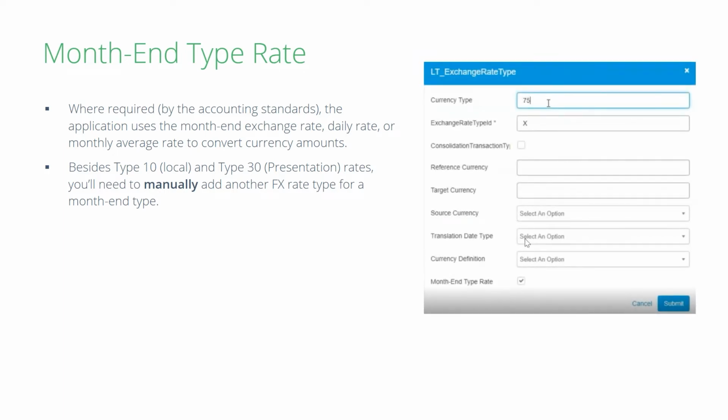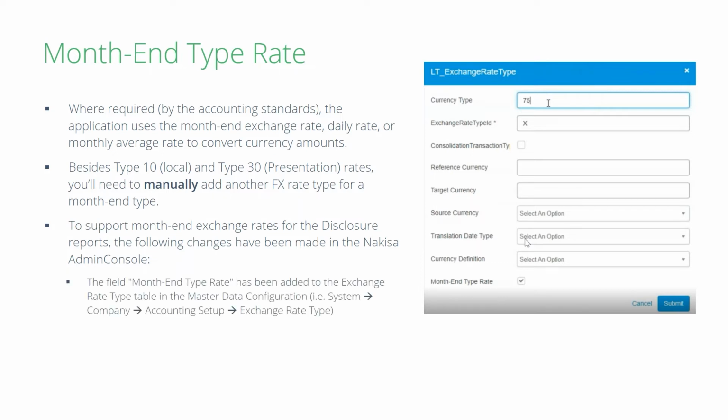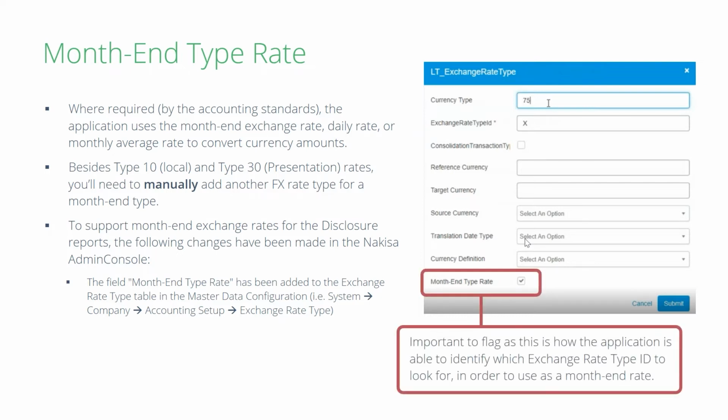To support month-end exchange rates for the disclosure reports, the following changes should be made in Nakisa Lease Administration, Admin Console, or Manager page. The field month-end type rate has been added to the exchange rate type table in the master data configuration under System, Company, Accounting Setup, and Exchange Rate Type. And this is shown in the screenshot to the right-hand side of the screen, where we're able to view that there is a flag for the month-end rate type that is available.